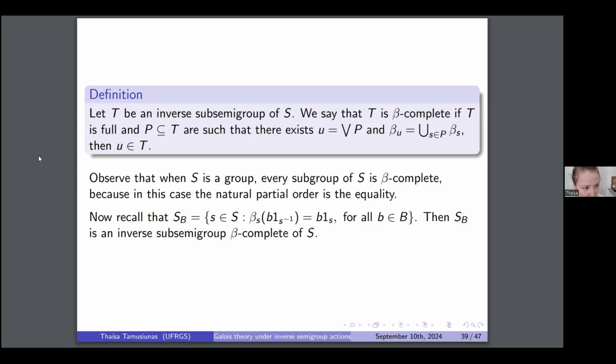Ruy Exel, this semigroup person, who is in Florianópolis. So there's a notion that essentially says that if you have the union, it goes to the supremum whenever this is defined. But I thought it reminded me a bit of that.